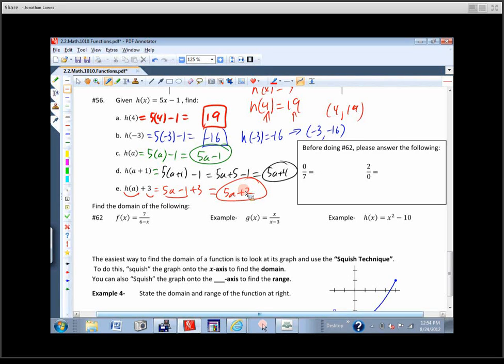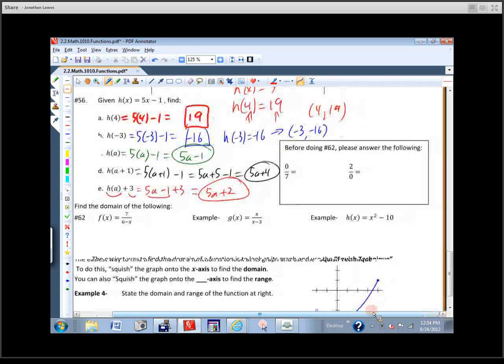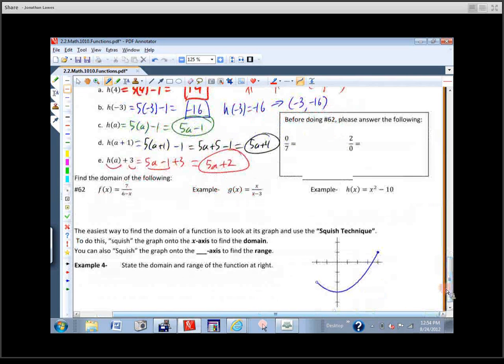Before we do problem 62, and we're just about done with this, I want to take a look at this right here. For some reason, this messes people up, and I want you to keep this straight. Some people think you can do both of these problems. Some people think you can do neither of these problems. Okay? Those are both wrong. You can only do one of these. This one right here is the one that you can do. You cannot divide by 0.